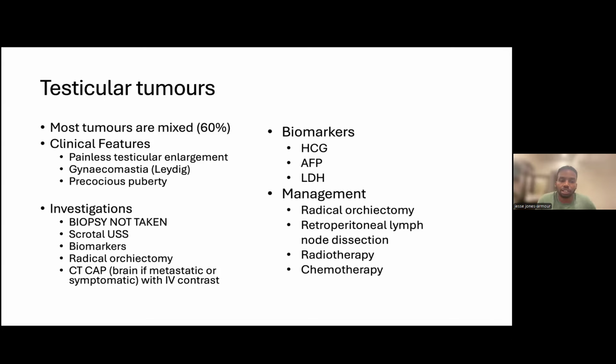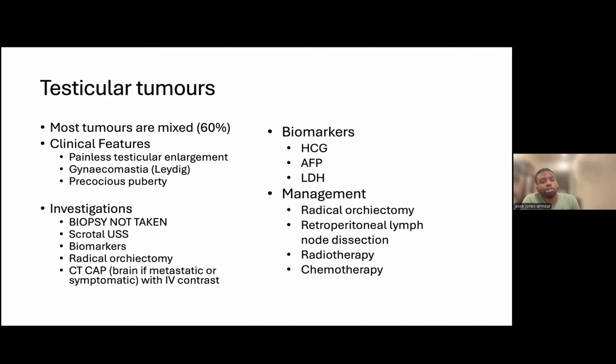Therefore, the first line investigation after you found your hard testes, you'd want to do a scrotal ultrasound and you want to do biomarkers such as the beta HCG, AFP, which is alpha fetoprotein, and lactate dehydrogenase, the LDH. Then the actual diagnosis would be with a radical orchiectomy, which is an inguinal orchiectomy that is done. You also would consider doing a CT chest, abdomen, pelvis with IV contrast if you are considering metastatic spread. And you'd want to image the brain as well if you're considering metastatic spread.